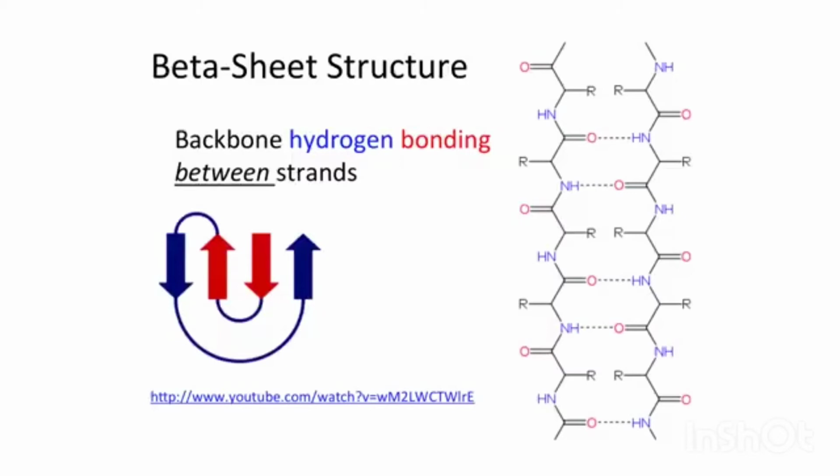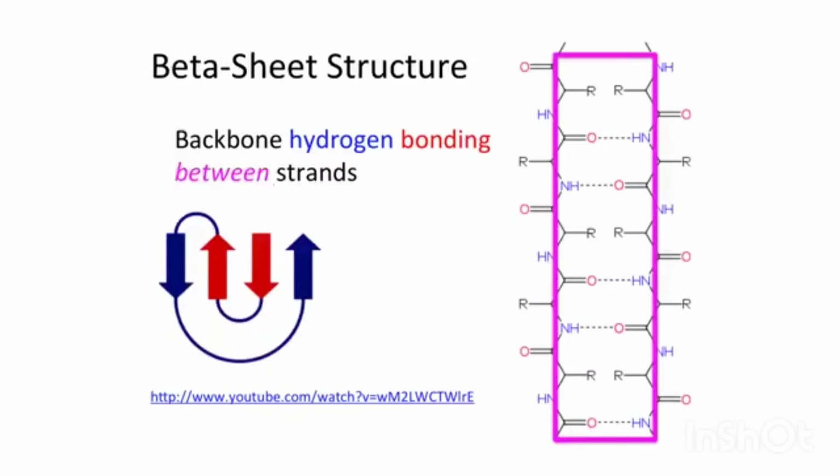The other type of secondary structure is beta sheet. In this case, the backbone hydrogen bonding is between the strands. So you see that the hydrogen bonding is between strands, and these strands can run off and do other things. They can be entirely separate strands and form a beta sheet structure. And again, there's a YouTube on beta structure.